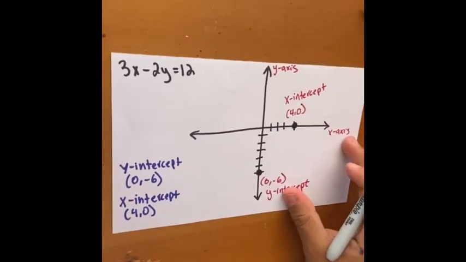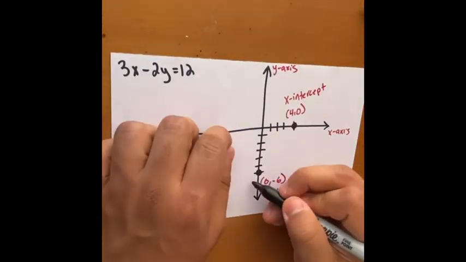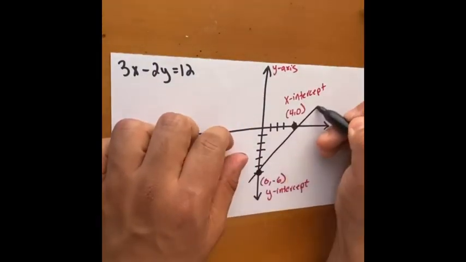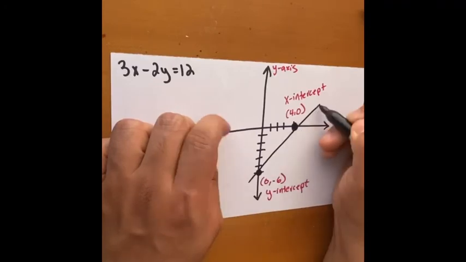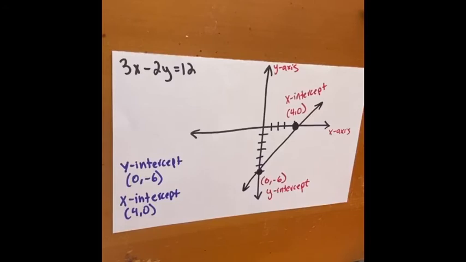Now that I have my x-intercept and my y-intercept, I'm just going to take my marker and connect these two points. And we're done. We have successfully graphed a linear equation in standard form using a y-intercept and an x-intercept.